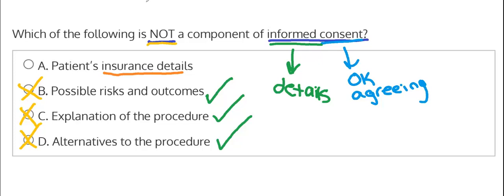So we eliminated options B, C, and D. These are all parts of informed consent. So that leaves us back with option A, which we were considering, patient's insurance details, not necessarily part of informed consent. So therefore, option A would be the answer to this question.